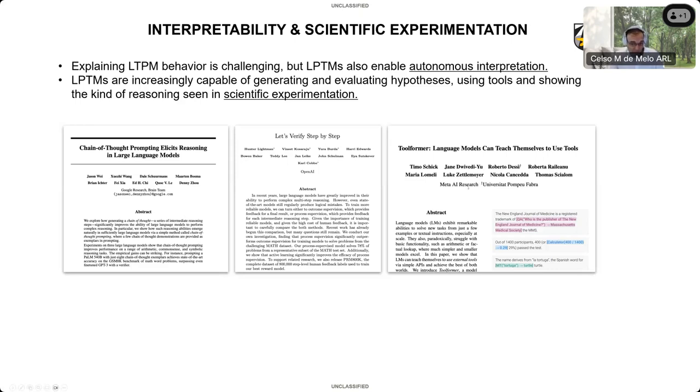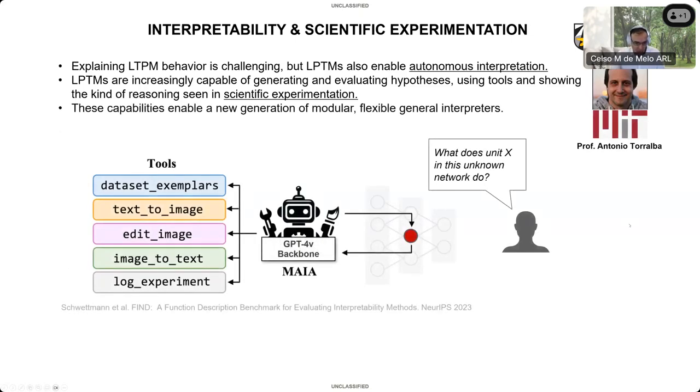And these are the kinds of high-level capabilities we see in humans, okay? So what we're trying to do here is leverage these reasoning capabilities to build autonomous agents, in this case, for autonomous interpretation. So again, this is work with MIT. What we did here was build an autonomous interpreter with a GPT-4V backbone. We can plug in any multimodal model there.